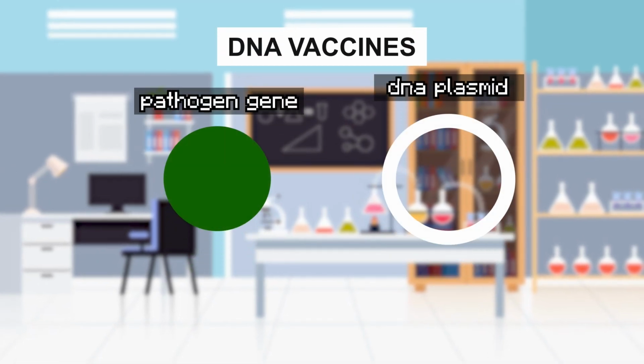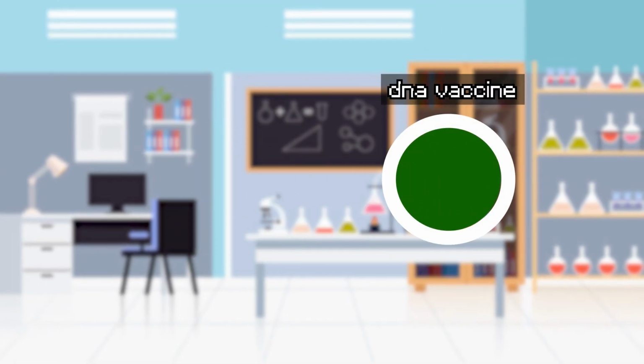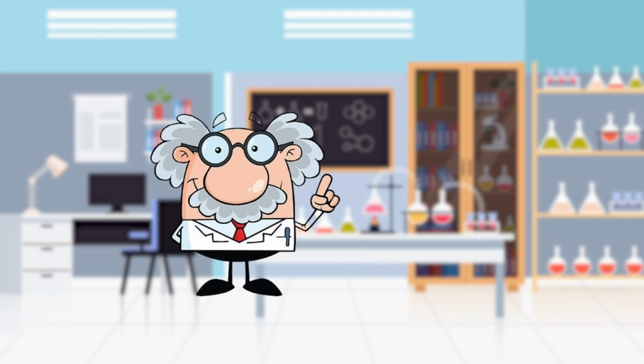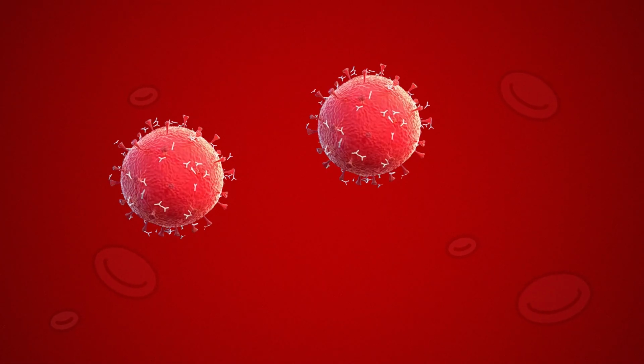DNA vaccines are made by inserting a gene from a pathogen into a DNA plasmid, which is then replicated in bacteria. That is then injected into the body where cells produce the antigen and trigger an immune response.